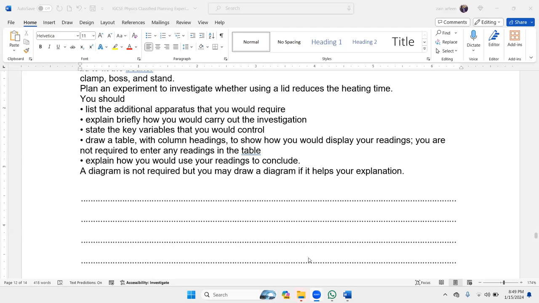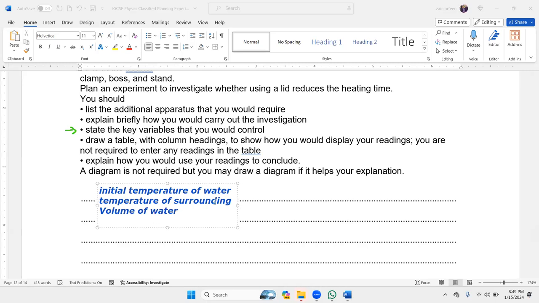So the key variables we should control for this experiment, we are answering this part. Initial temperature of the water, temperature of surrounding, good. What else? Initial temperature, temperature of the surrounding, the volume of the water which we use for this experiment should be constant. Yeah, good. That's also right.